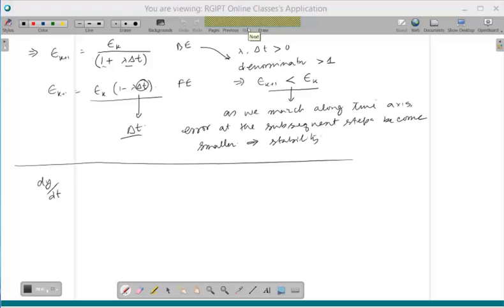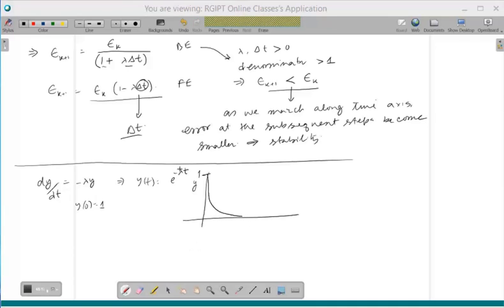So dy by dt equals minus lambda y, with y0 equal to 1, etc. Then y of t is e raised to minus lambda t. And if you plot the curve y versus t, it's going to look something like this. Start from 1, and it will look like this. Okay, so the plot is somewhat like this.